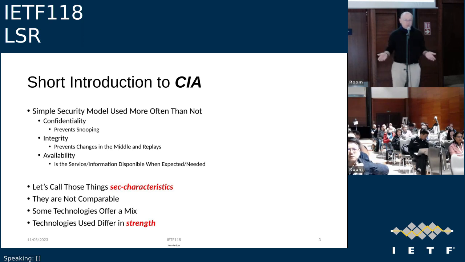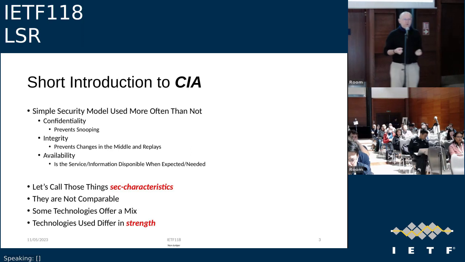And they're not comparable. So if something is confidential, it doesn't mean that you guarantee integrity. And because something says integrity, it doesn't mean that it's more secure than confidentiality. So it's a three-dimensional vector space, which is kind of orthogonal. All right. So some technologies offer, of course, a mix and guarantee two or whatever. And the technology has different strengths.